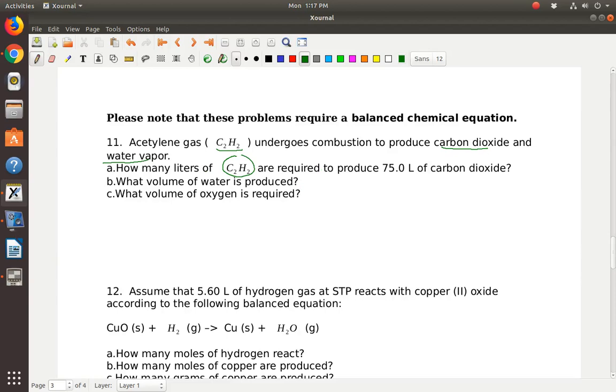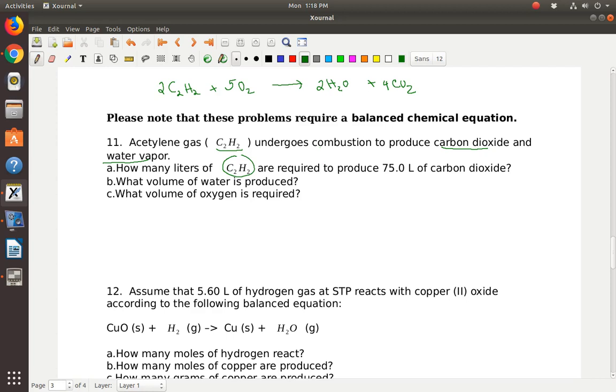So the first thing we're going to have to do, as with all stoichiometry questions, is write the balanced equation. So we have C2H2 with oxygen to burn creates carbon dioxide and water, and then we have to balance the equation. I'm not going to worry about balancing it. I'm just going to go ahead and give you the balanced equation: 2, 5, 2, and 4. And if you need practice balancing these equations, please see me for more practice. But we've done this a lot already.